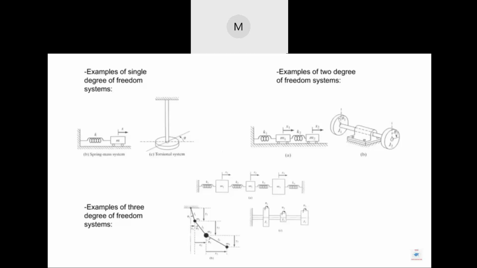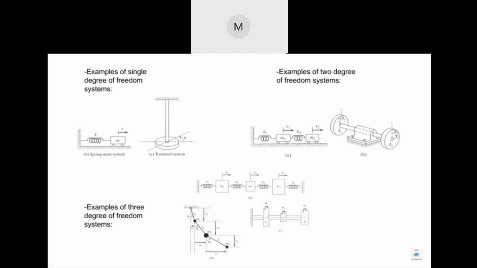In 3 degrees of freedom system, A and B and C diagrams. In A diagram, 3 masses and 4 springs are there. These 3 masses are displaced with different displacement, x1, x2 and x3. In B diagram, a compound pendulum is there, in which m1, m2, m3 masses are displaced with different angular displacement, theta 1, theta 2 and theta 3. In C diagram, 3 rotors are attached to a single shaft, and they are rotated again with angle theta 1, theta 2 and theta 3.